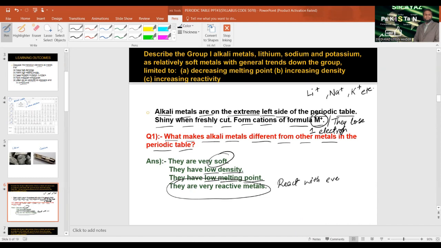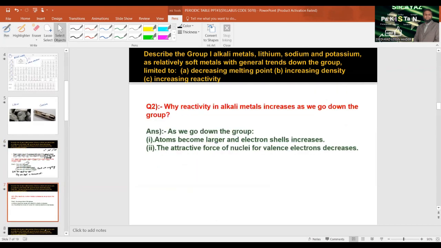They react with everything, like oxygen, O2, and H2O in air. They react with both oxygen and water in air. That's why they are kept in kerosene oil, so that they will not react. Okay, here's the question. Why does reactivity in alkali metals increase as we go down the group?